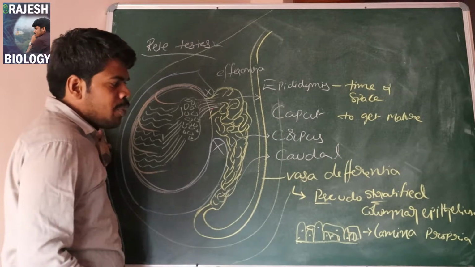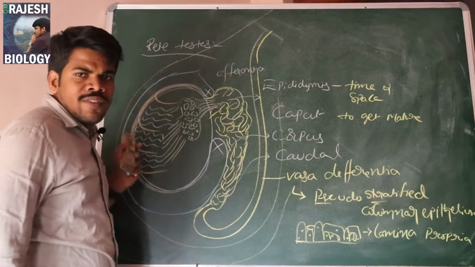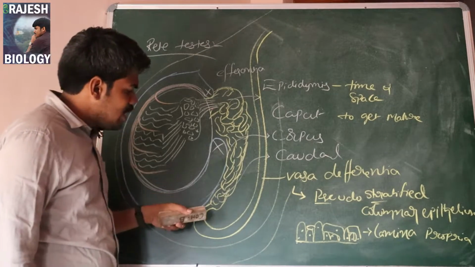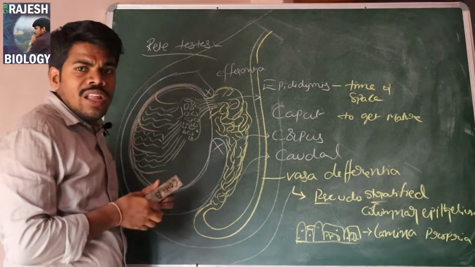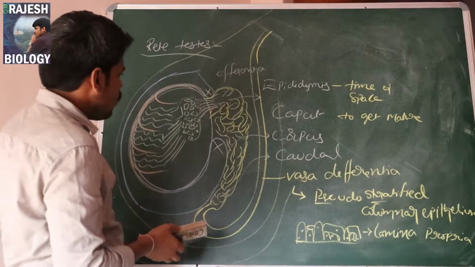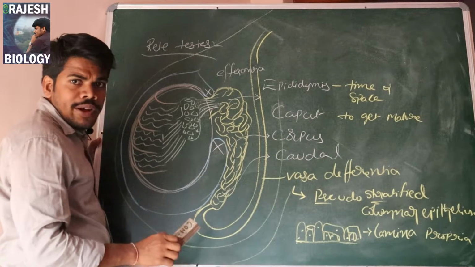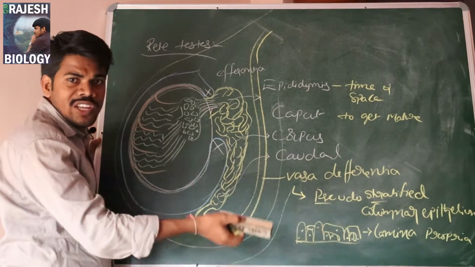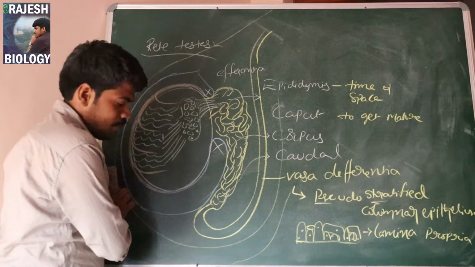So lamina propria, pseudostratified columnar epithelium is present in the vasa deferentia, and the vasa deferentia runs into the abdominal wall, into the abdominal cavity. So I'll do one thing. I'll erase this entire diagram and redraw it in a smaller manner. Then you can understand how the vasa deferentia run into the abdominal wall, abdominal cavity.